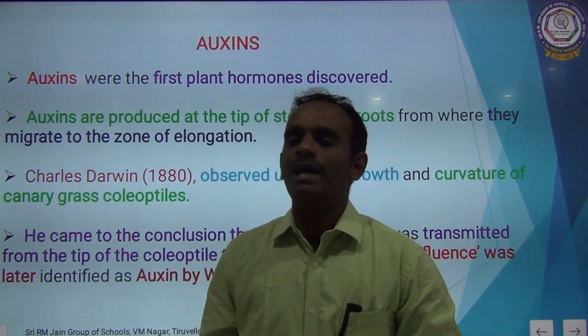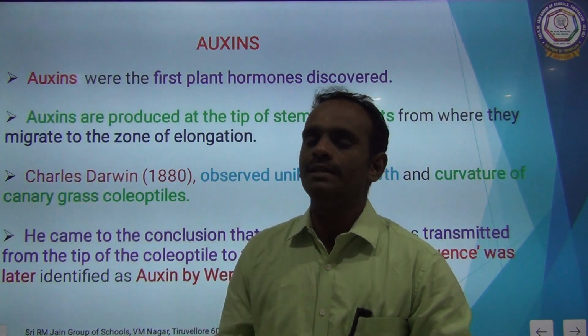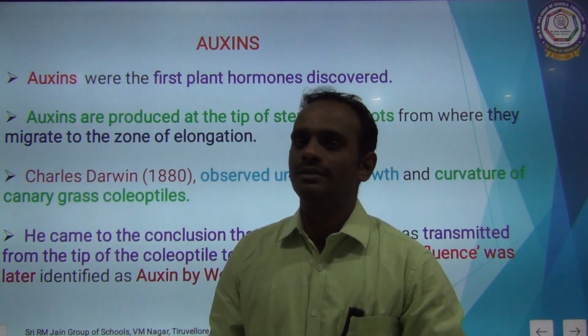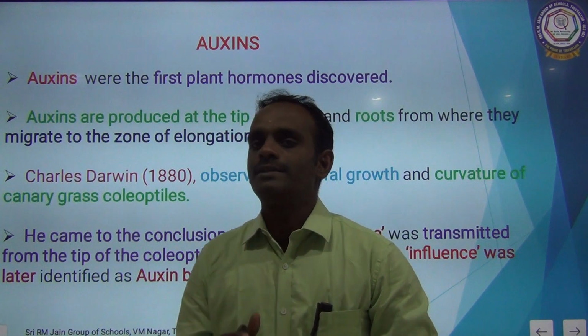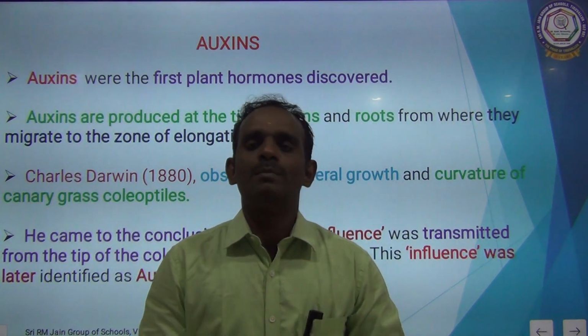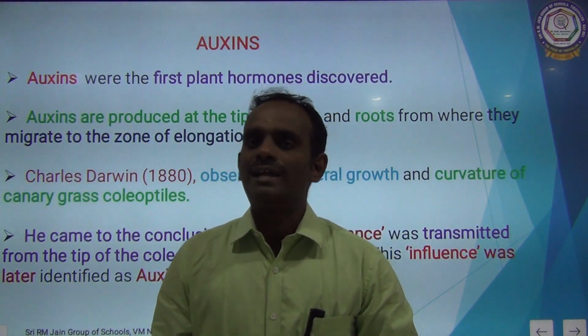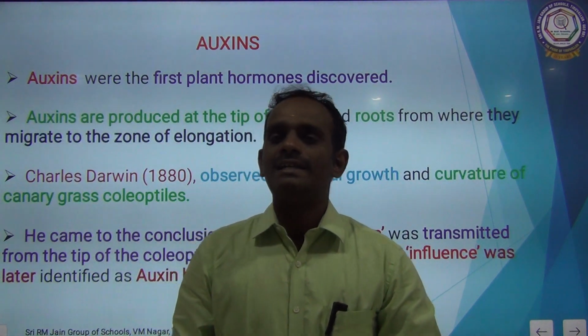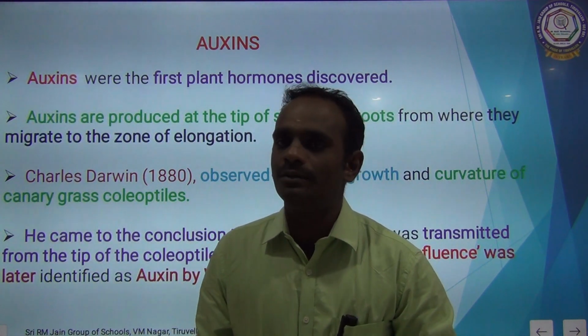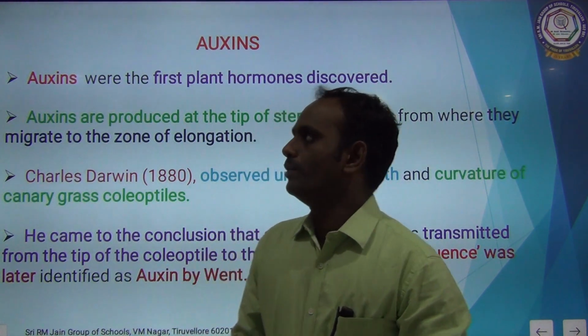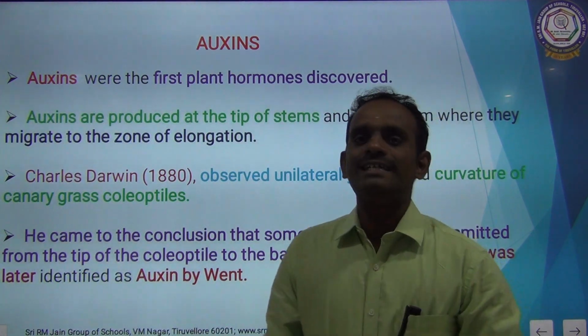Among the 5 plant hormones, the first 3 promote plant growth. That means auxins, cytokinins and gibberellins promote plant growth, whereas abscisic acid and ethylene inhibit plant growth. Now we are going to discuss auxins in detail.